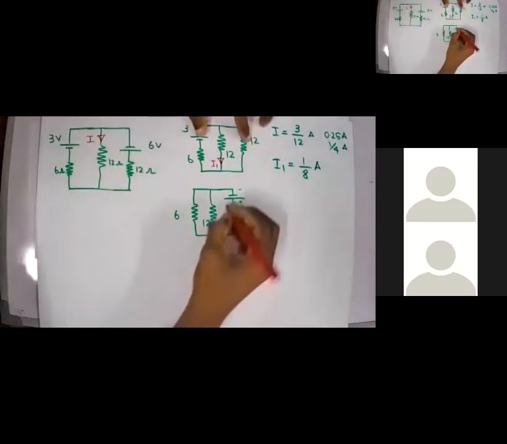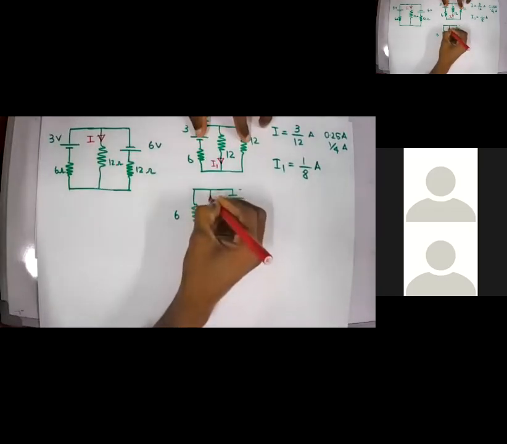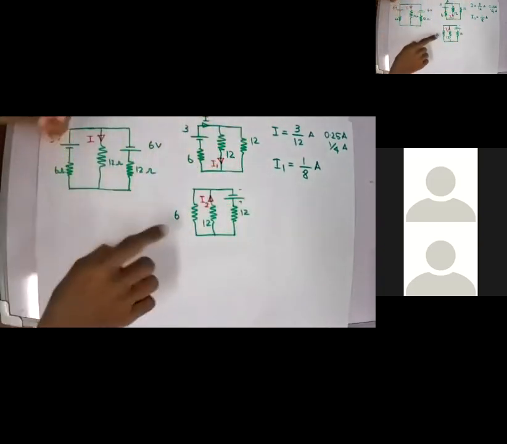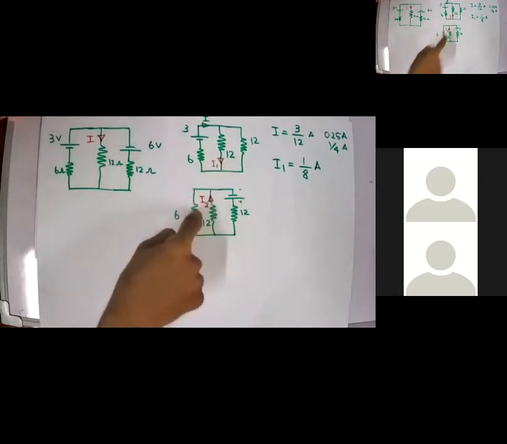Since I'm going to have current through this way, I'll mark the current direction. This one, let this be I2. Can you see this one? Is it too small? You can see, no? I1 and I2, right?